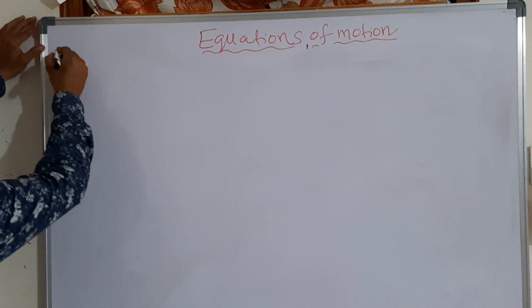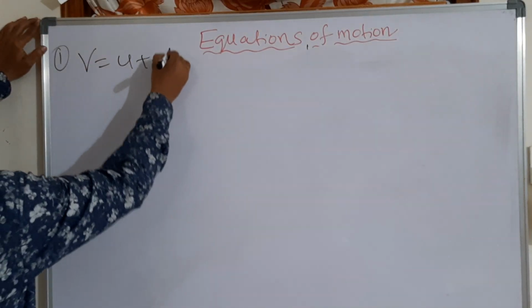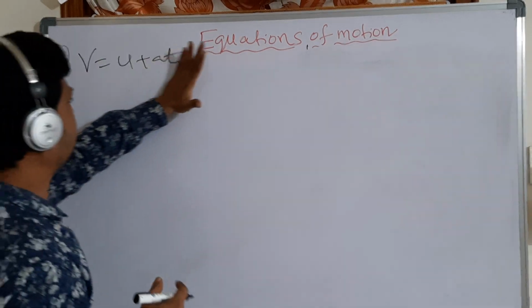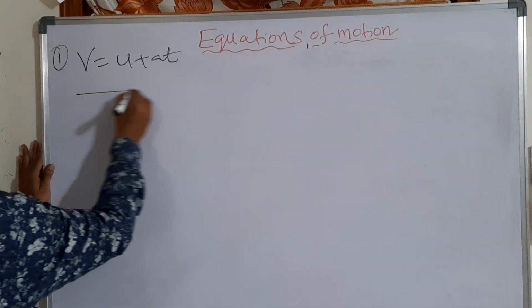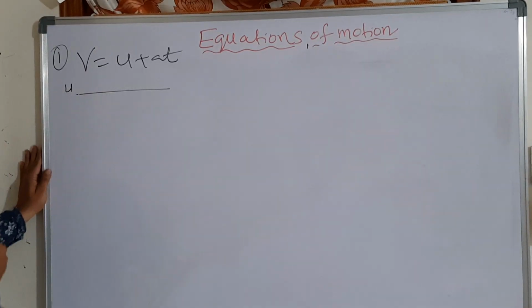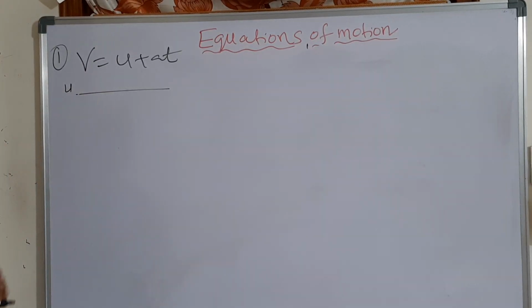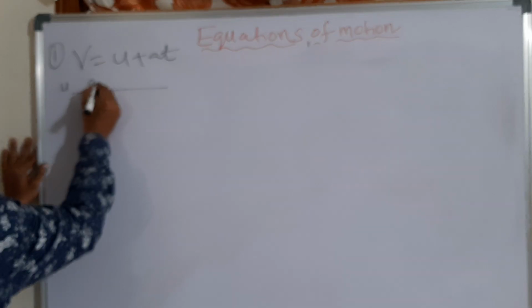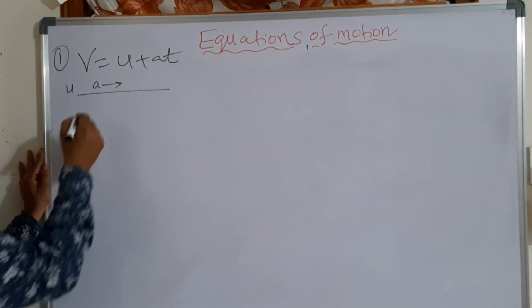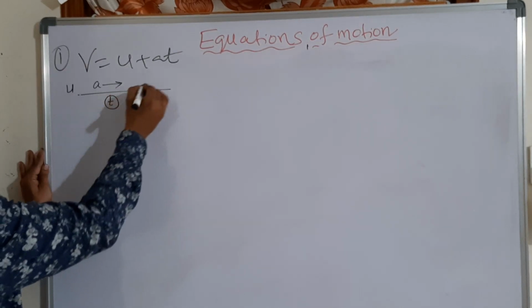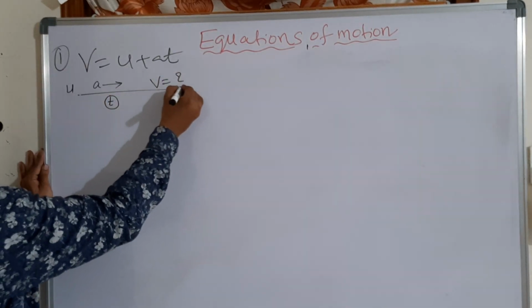Right here, first equation of motion proof. What is the first equation? V is equal to u plus at. Initially, a body starts with initial velocity. It is moving with uniform acceleration throughout the motion. After t seconds, what is its velocity?